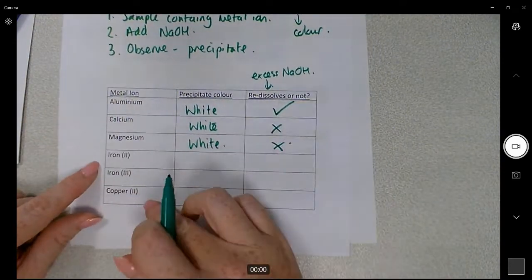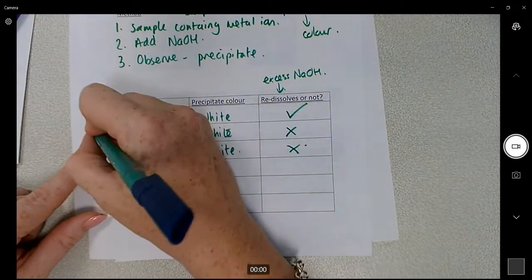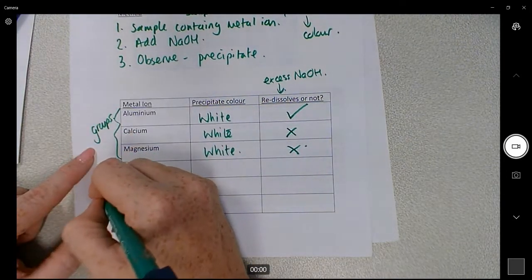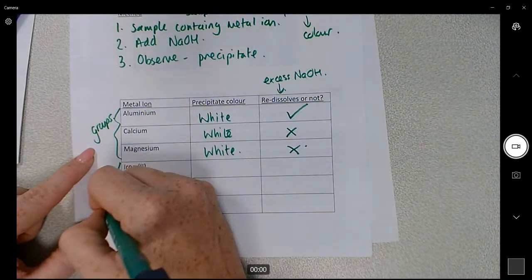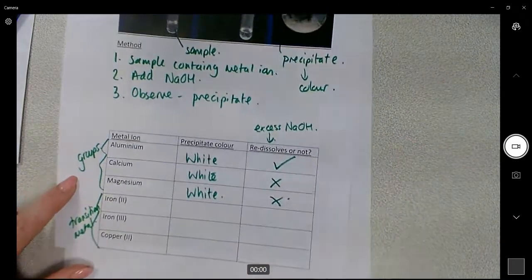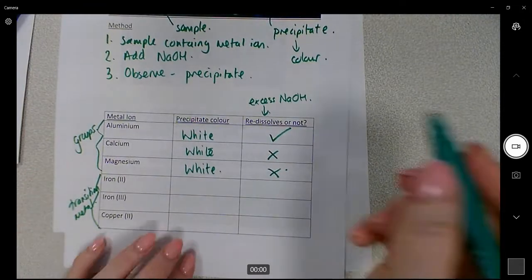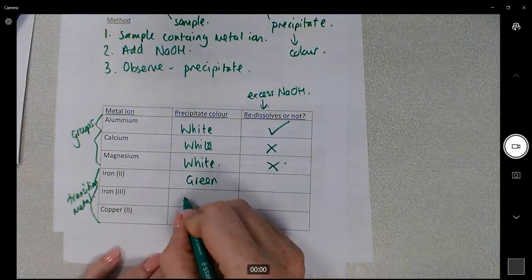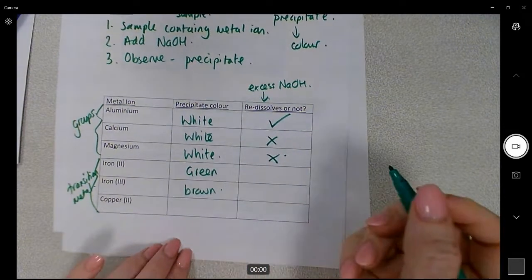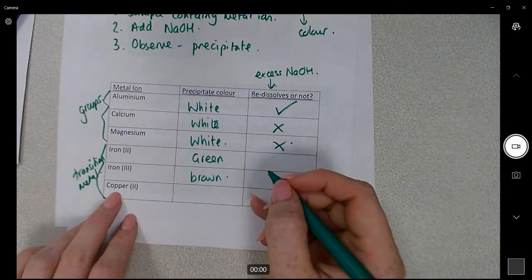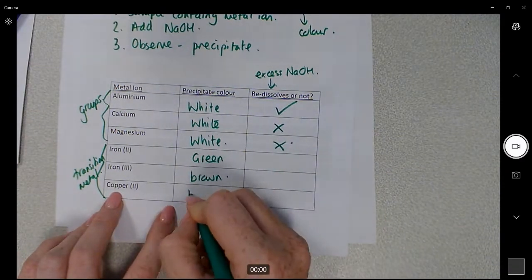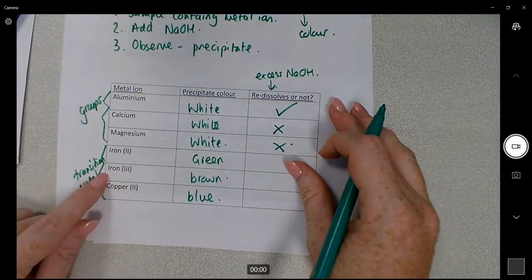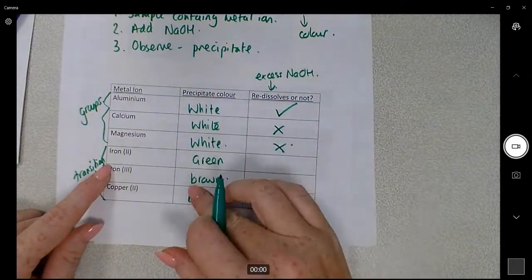If we then move on to our transition metals, so we'll just put the fact that these are in the groups. Now these here are our transition metals. So they are in the middle block of the periodic table and they have specific colours. So iron 2 forms a green precipitate, iron 3 forms a brown precipitate, and copper this time, not for Celtic, this time they're for Rangers. So therefore they're going to turn blue. Okay, so if we're looking at precipitate tests for metal ions, they are the colours.